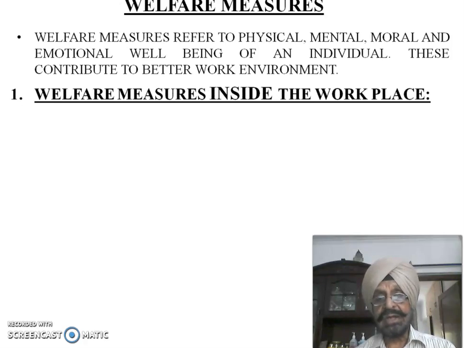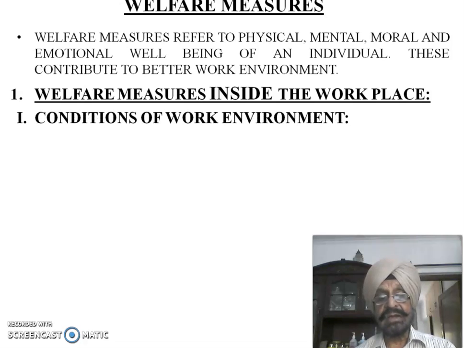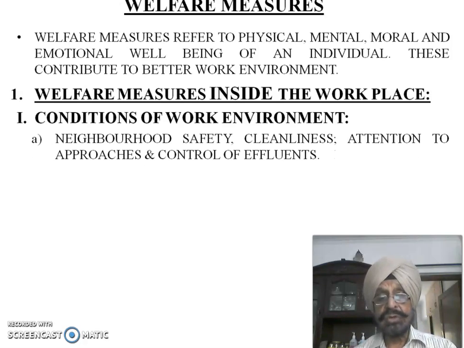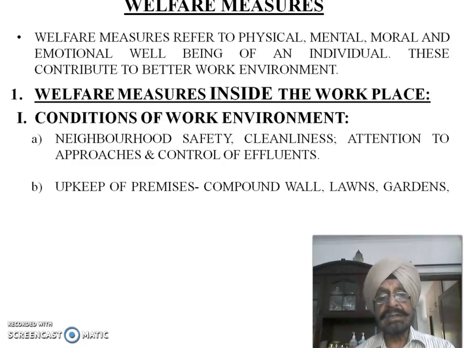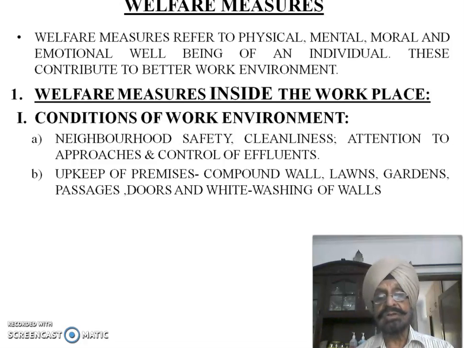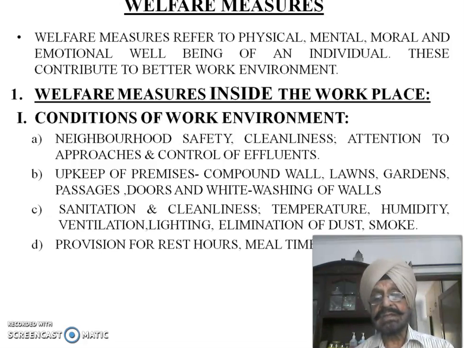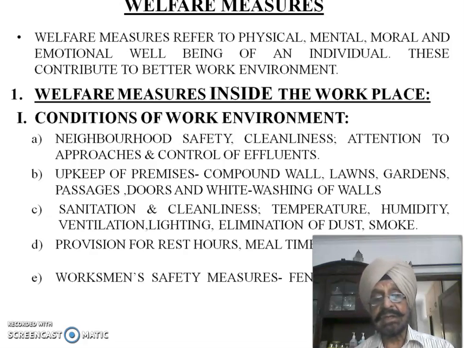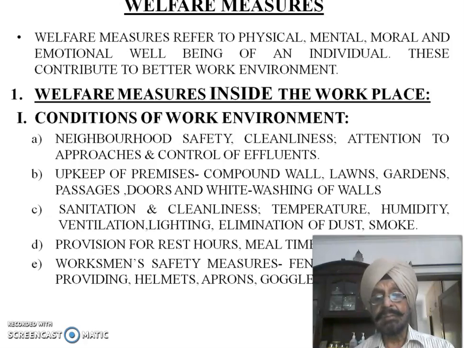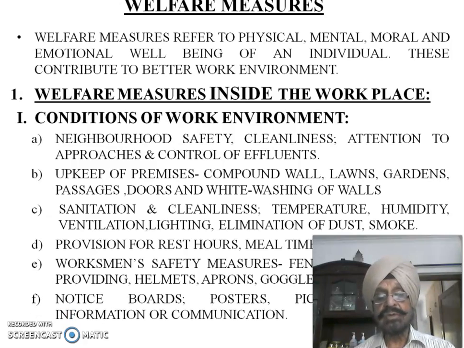Then welfare measures inside the workplace; let us see what the conditions of the work environment are. That is, where you are working, what the environment is, both physical as well as mental. So neighborhood safety and cleanliness, attention to approaches; these are quite simple things. I am going to go faster. Second, upkeep of the premises: compound wall, lawns, gardens, passages, etc. Third, sanitation and cleanliness, temperature control, humidity, ventilation, etc. Then the provision for rest hours, meal timing and other breaks. Then workmen's safety measures: fencing of machines, providing helmets, aprons, goggles, etc., and notice boards giving safety precautions. So these are the work environment.